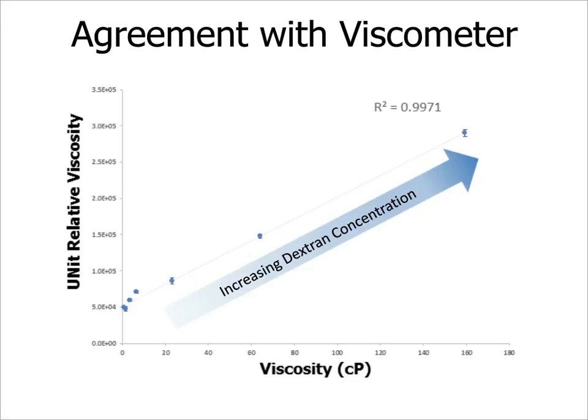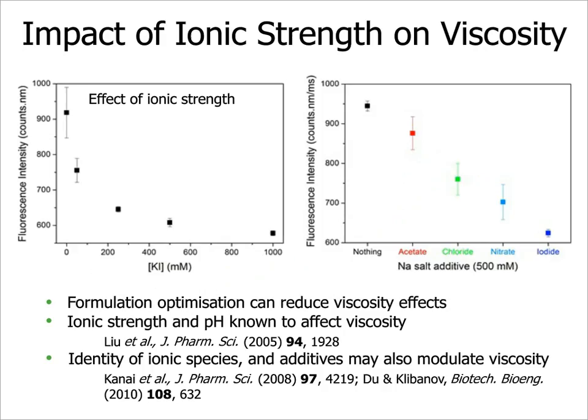So we can now, in the same experiment, measure viscosity of our formulation samples and then characterize thermal unfolding measurements. How is this useful? Well, commonly we know that certain excipients can be used to reduce viscosity. In the left-hand panel, you can see different concentrations of potassium iodide lead to a reduction. As you increase the concentration, we see a reduction in the viscosity measurement on the unit system.